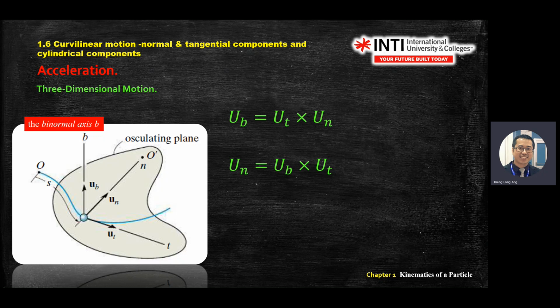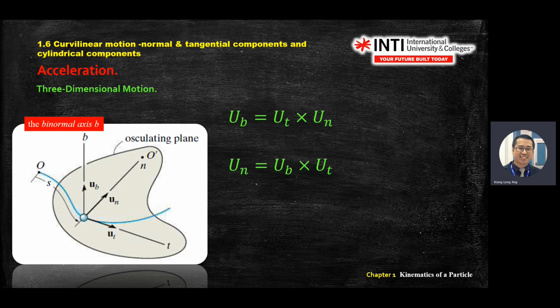Back to the slides. How do you calculate vector B? You know the vectors, so you can use the right-hand rule. You take tangent cross normal. With the right-hand rule, B is going up. Where do your fingers curl? Anti-clockwise. So you put your fingers going up: UT crossed with UN gives you B.